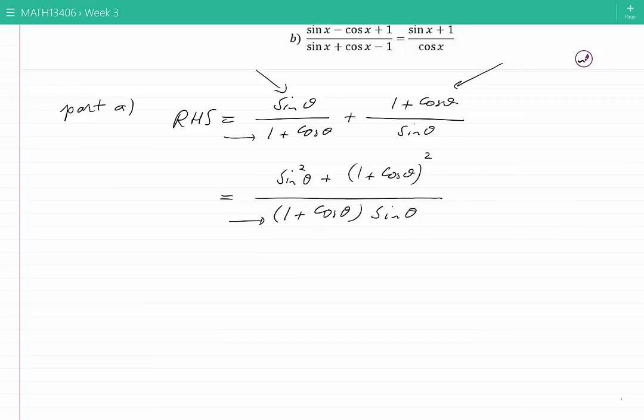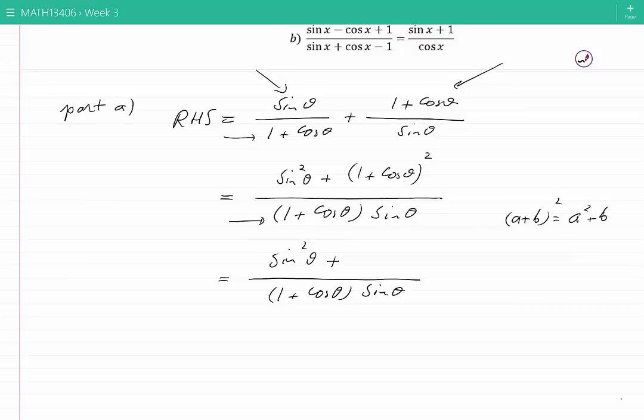Now we can of course open up the square and see what happens. The denominator is still 1 plus cos theta times sine theta, and in the numerator we would have sine squared theta plus, I'm going to use the identity a plus b squared is a squared plus b squared plus 2ab. That would lead to 1 squared plus cos squared theta plus 2 times 1 times cos theta.